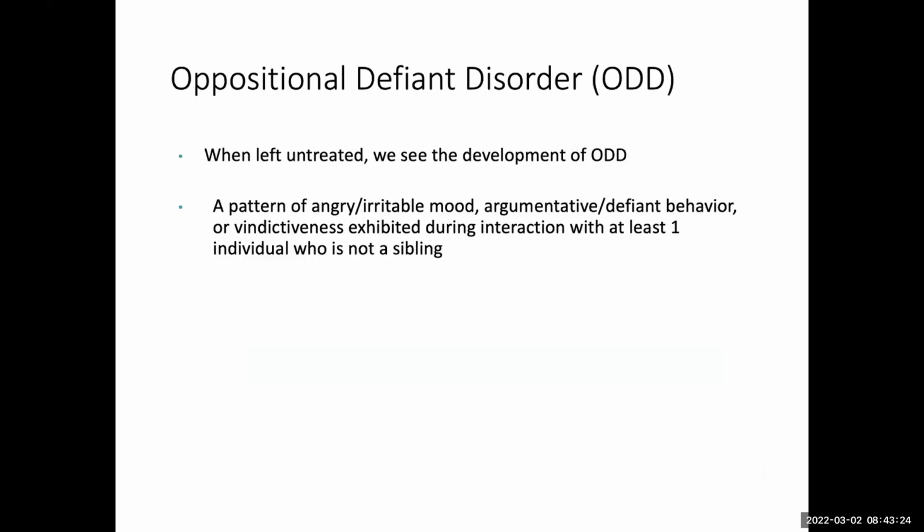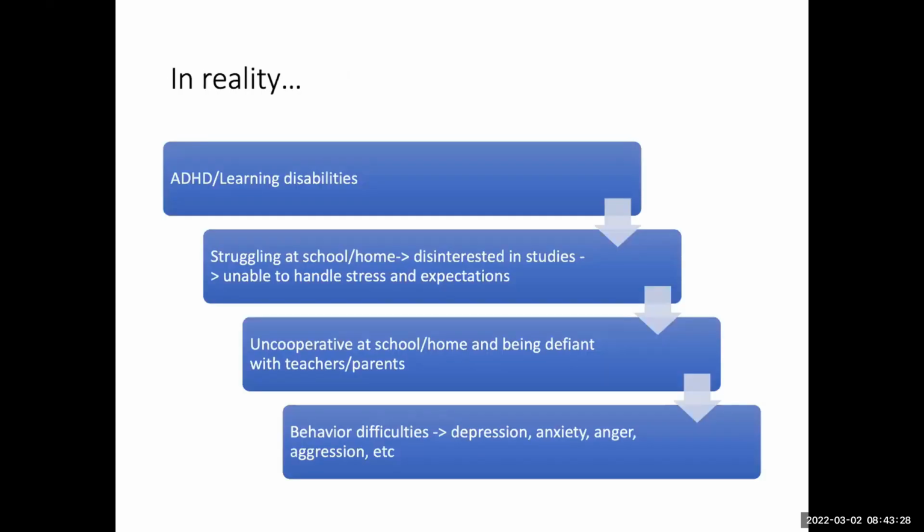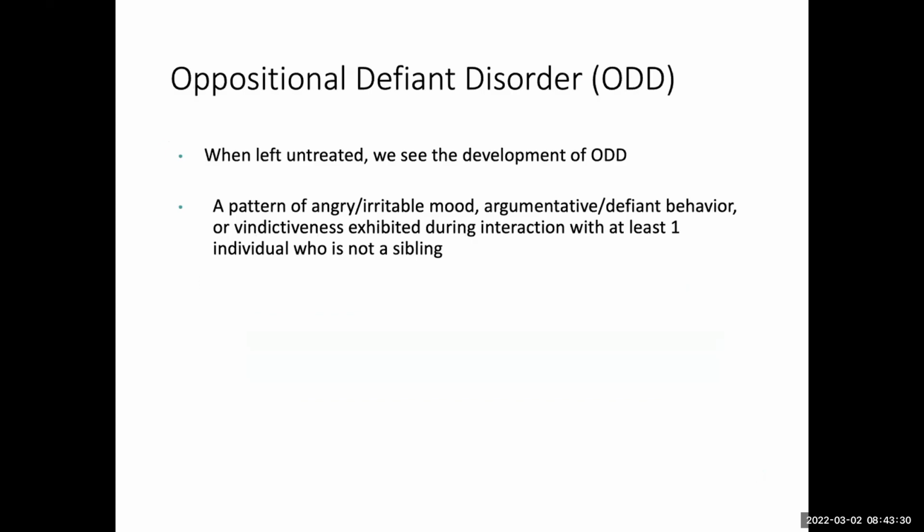Okay, so if all these difficulties are left untreated, children with ADHD can develop ODD or oppositional defiant disorder. This is a pattern of angry or irritable mood, argumentative or defiant behavior, or vindictiveness exhibited during interaction with at least one individual who is not a sibling. This is a criteria to diagnose, actually, according to our manual.